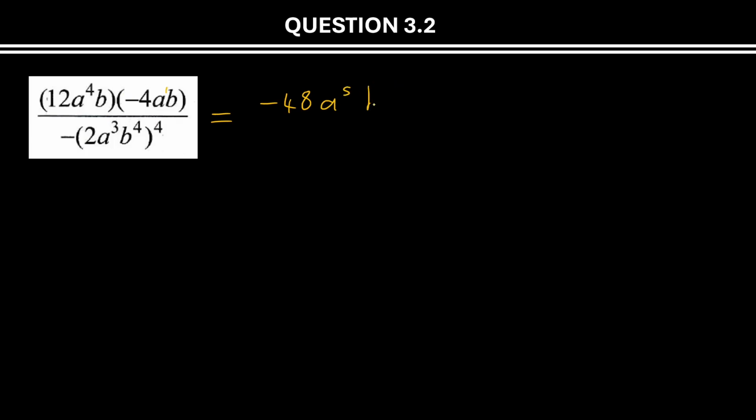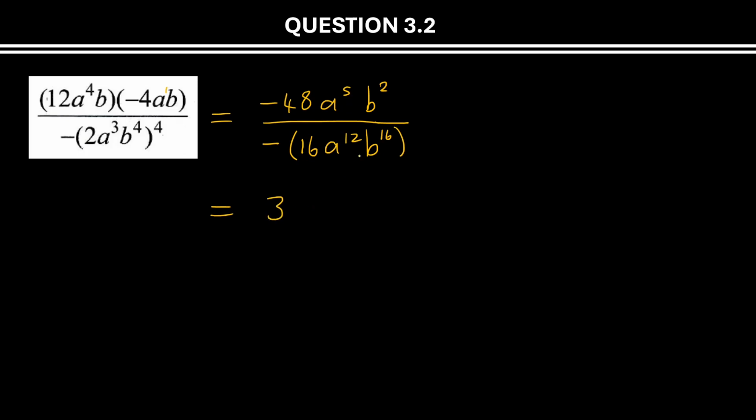And then b times b squared, over... And again, this minus must just stay there for now. And then this is going to be 2 to the power of 4, which is 16. And then a to the power of 12, because it's 3 times 4. And then b to the power of 16, because it's 4 times 4. Okay, so these negatives can cancel. They become positive. And 16 goes into 48 3 times. So this is going to be just a positive 3 there.